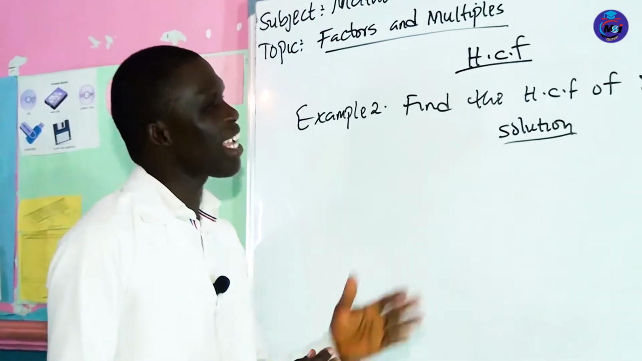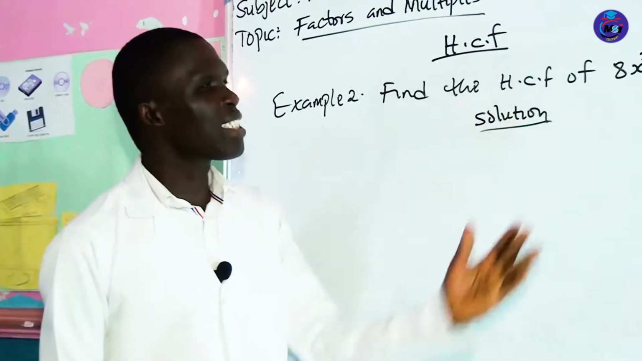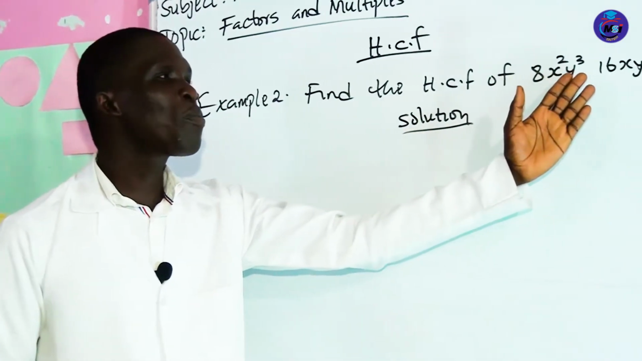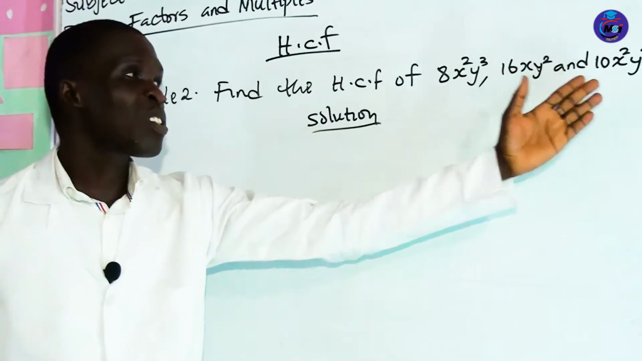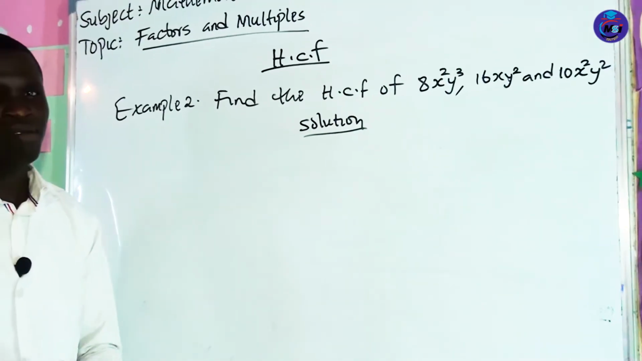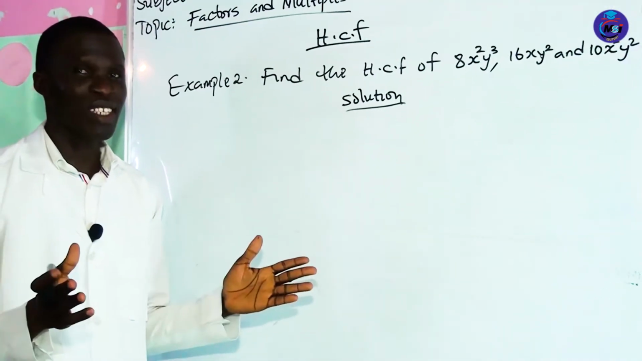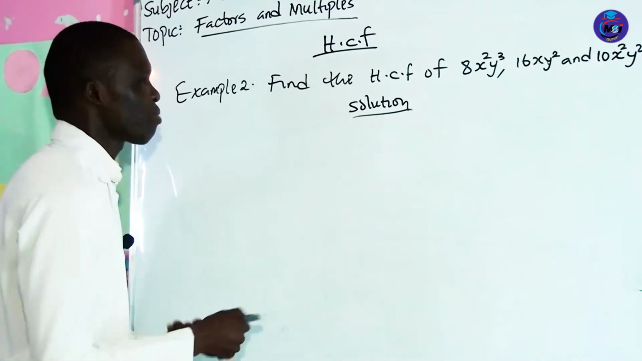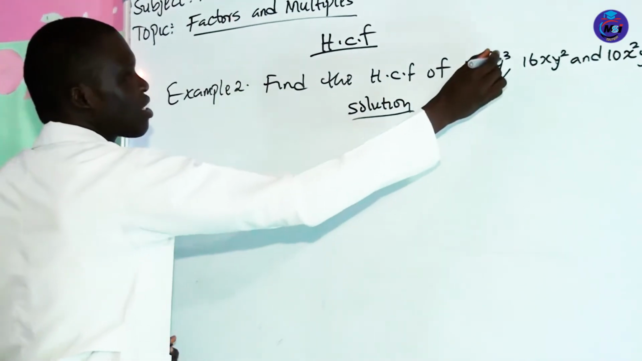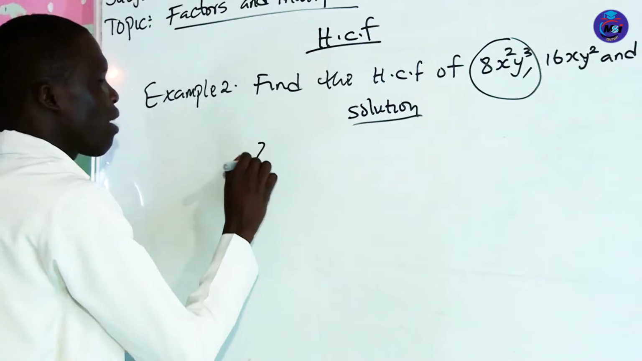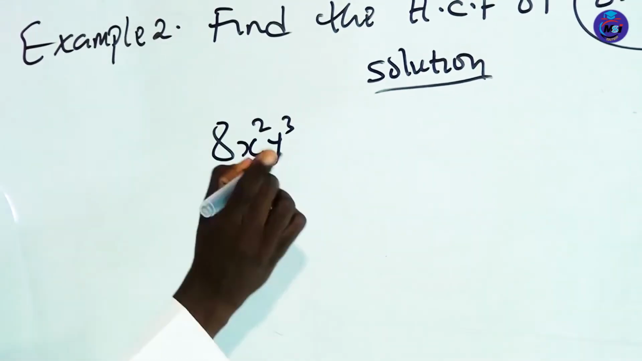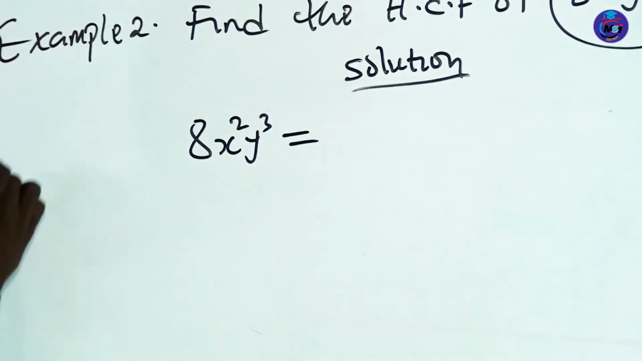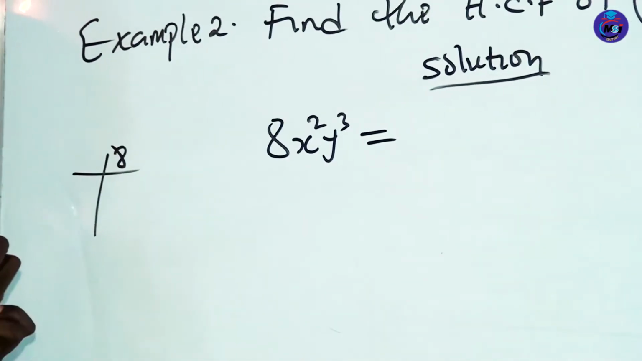Now, we want to find the HCF of 8x squared y cubed, 16x y squared, and 10x squared y squared. Don't be afraid. It's very simple. Let's solve it together. Okay? Pick this. We have 8x squared y cubed equals to 8.